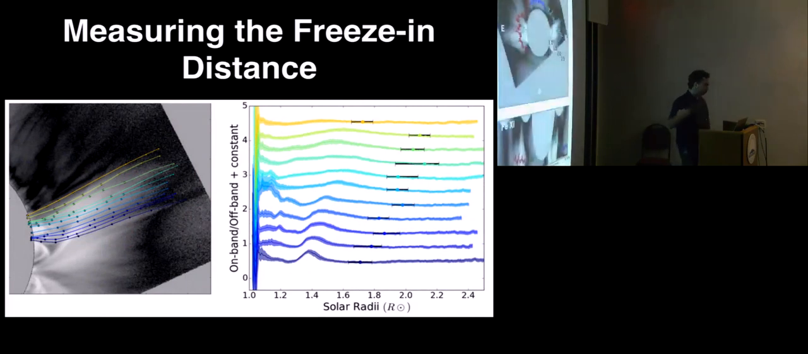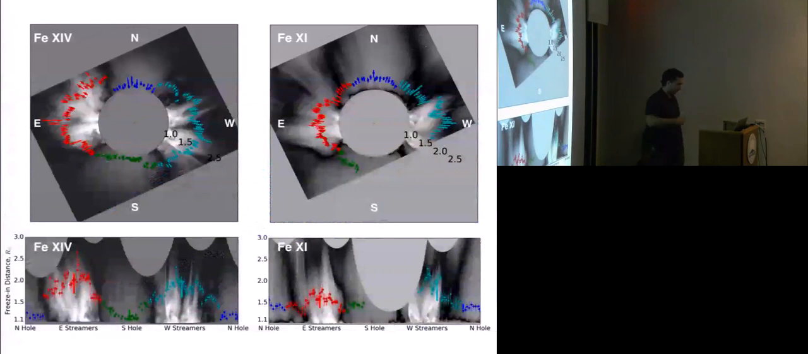So I then repeat this procedure many hundreds of times around the entire corona for both of these ions. This is the hotter iron 14 and this is the cooler iron 11. And down here we have a two-dimensional map of the corona. So this is just turning polar coordinates to Cartesian so you can see the differences in freeze-in a little better.